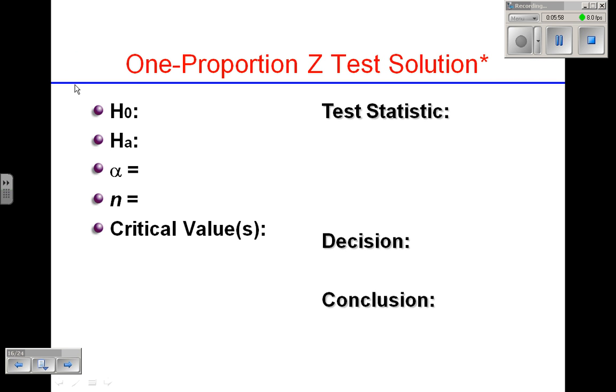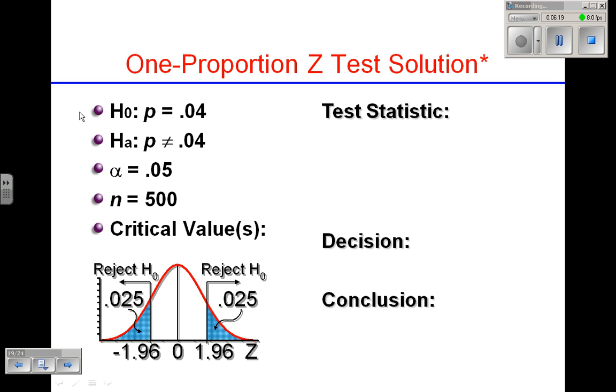So here's a one-sample z-test solution. Our null is that the proportion is 4%, right? Because we're testing at 4%. The alternate is, has it changed, right? We want to know, is it no longer 4%? We're testing at an alpha level of 5%. We had a sample of size 500.